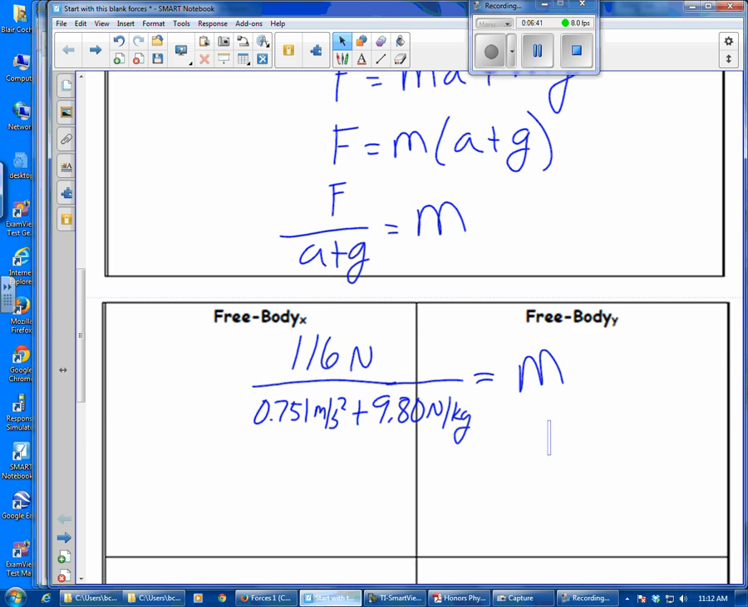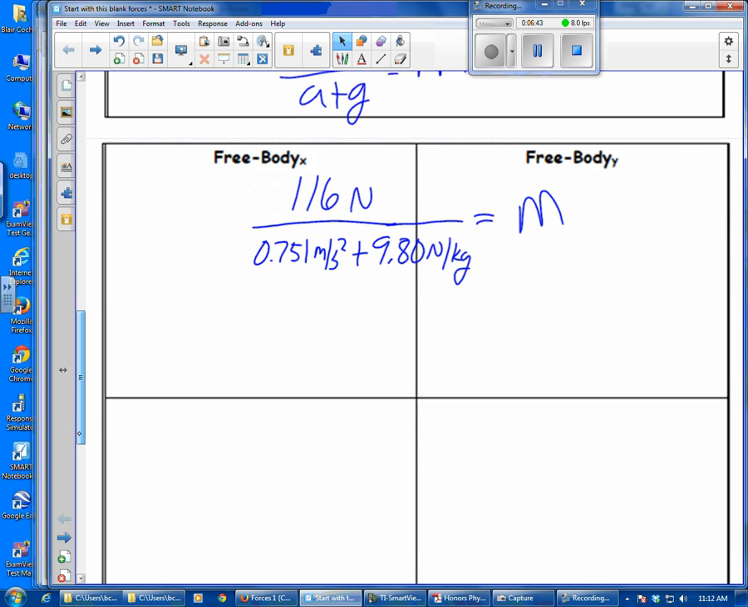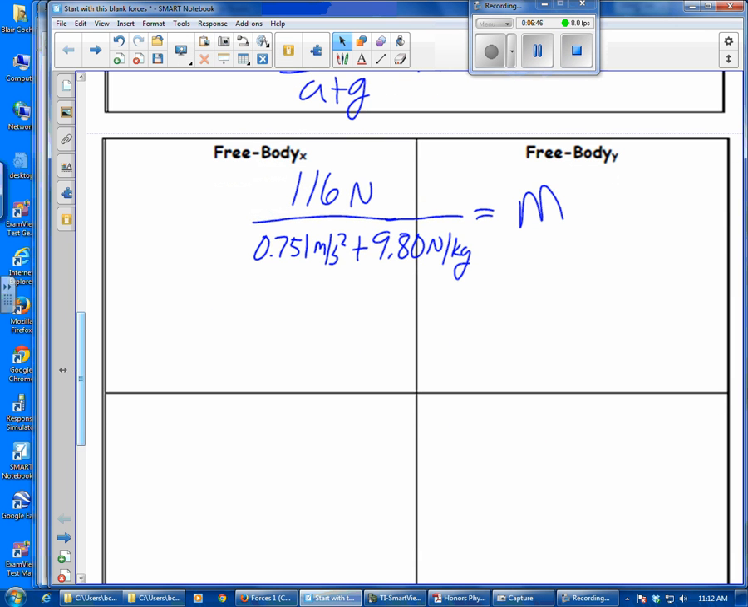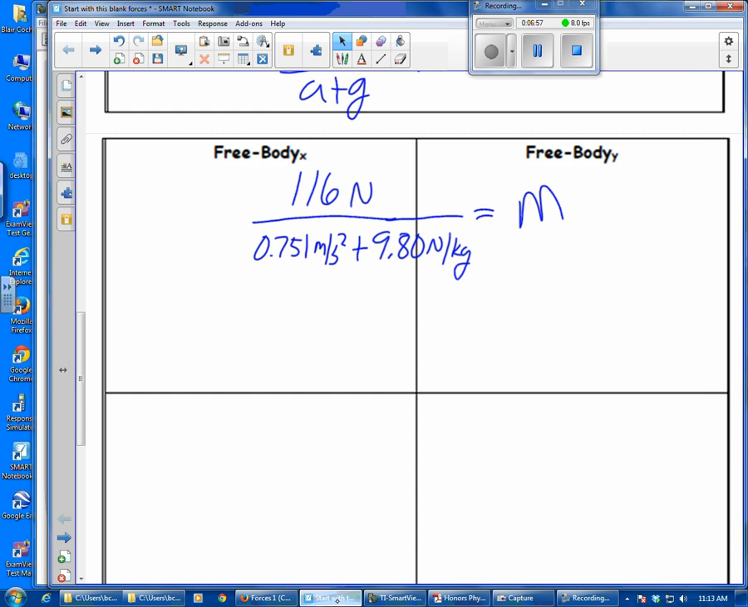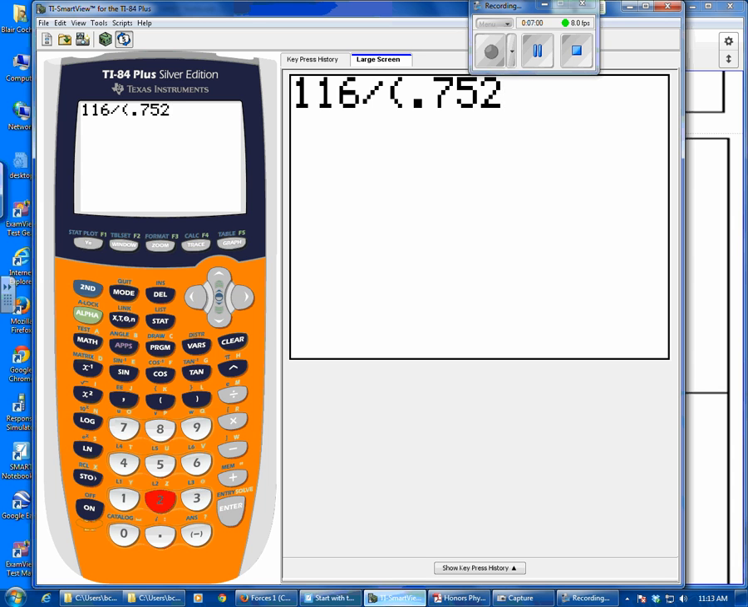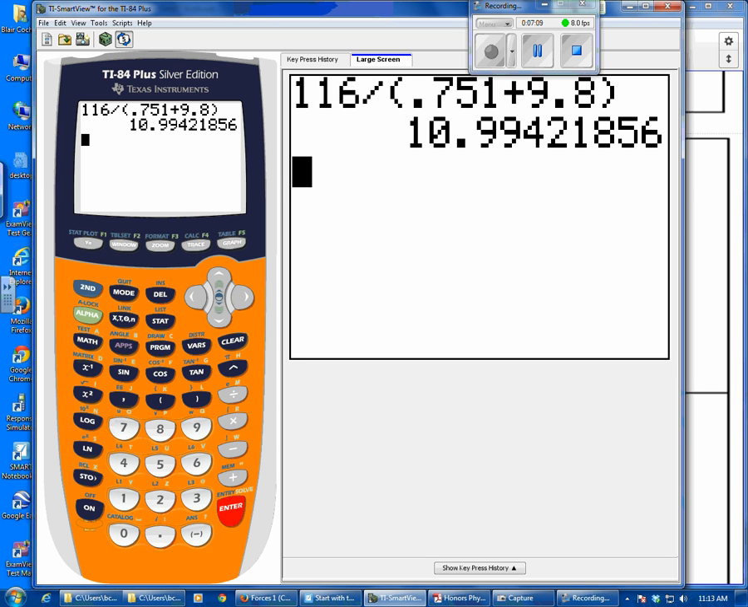So now I just do my math. Let's see. 116 divided by parentheses 0.751, plus 9.8, parentheses, enter. I get 10.994, which if I round that to 3 sig figs is going to give me 11.0.